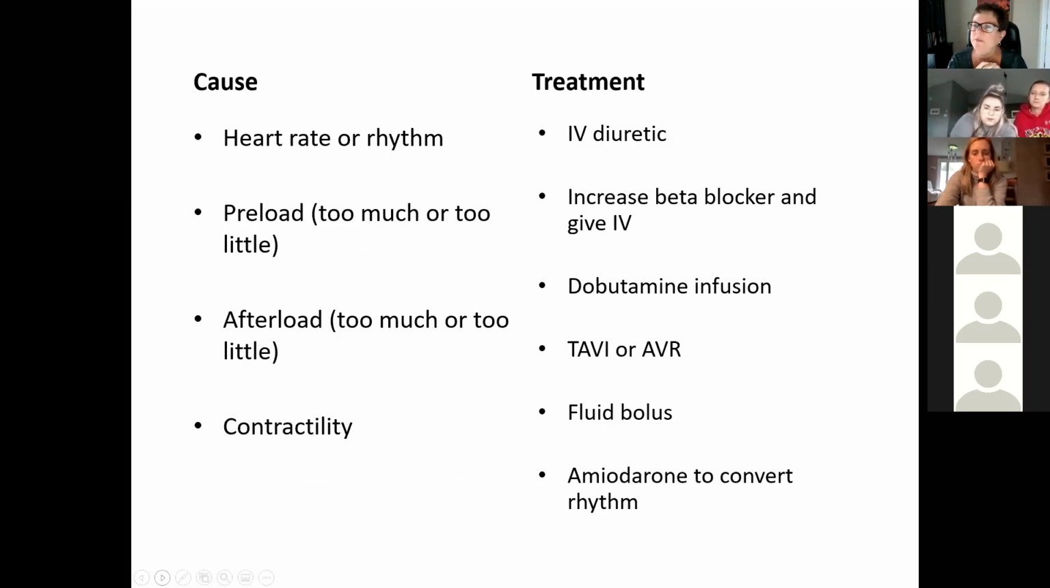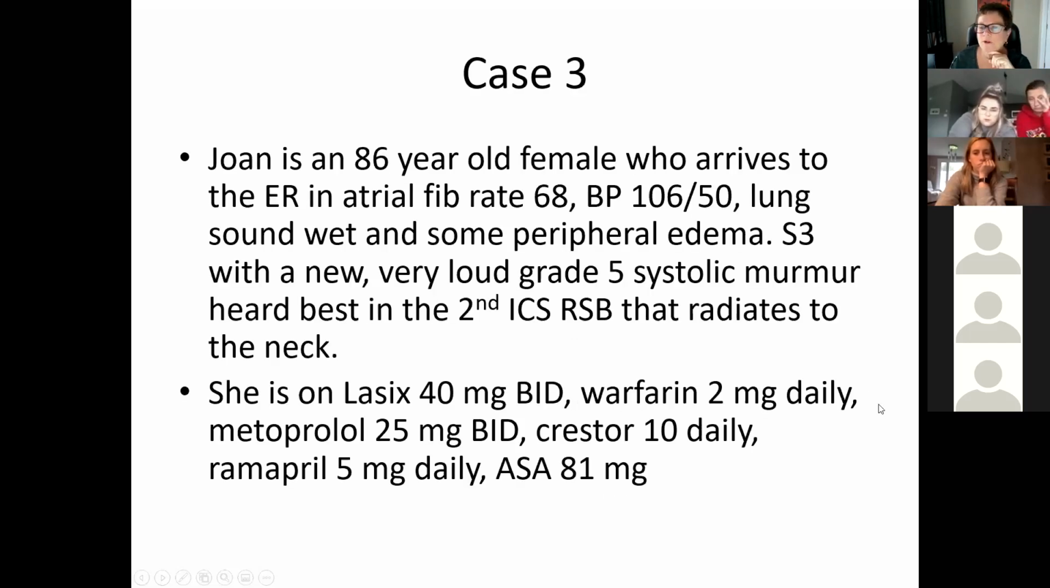Who thinks atrial fib's her problem? Nope, that's chronic. Awesome. Because she takes warfarin, I know that her atrial fib is chronic and her ventricular response is only 68. So do you see how in the stem of that question you were able to make assumptions that it's not new onset atrial fib? Heart rate's only 68. So I've gotten rid of heart rate and rhythm as a problem.